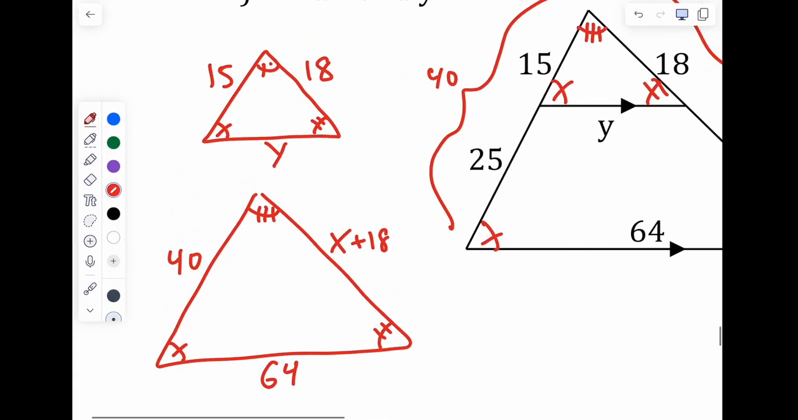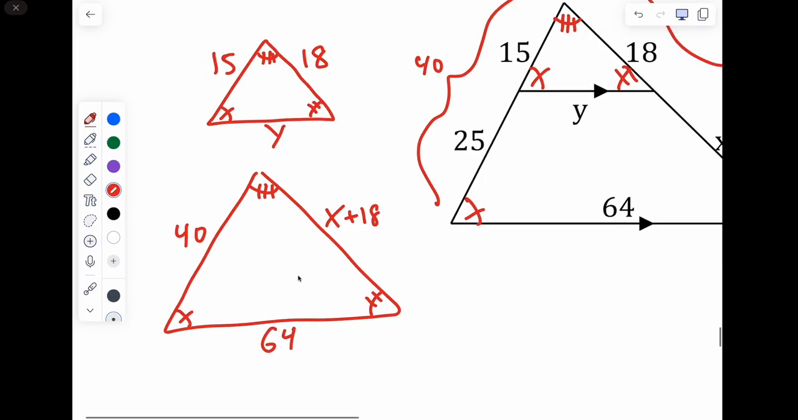Whenever you write in the top of the screen, it's dangerous. So these are in the same orientation, so I don't think it's necessary to label the angles, but if it helps you to label the angles, it's not a bad idea. Okay, so anyways, the 15 goes with the 40 as the y goes with the 64. 15 is in the little triangle, 40 is in the big triangle. Y is in the little triangle, 64 is in the big triangle. So that's how I did mine.